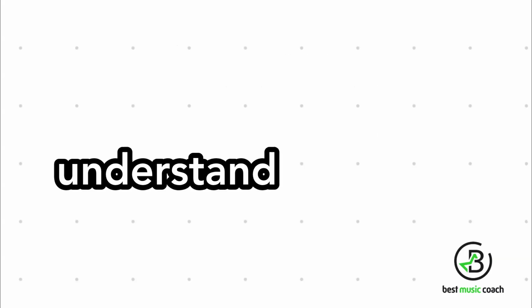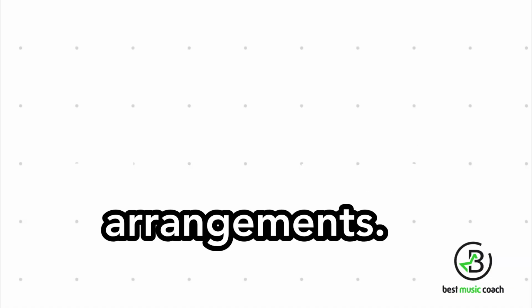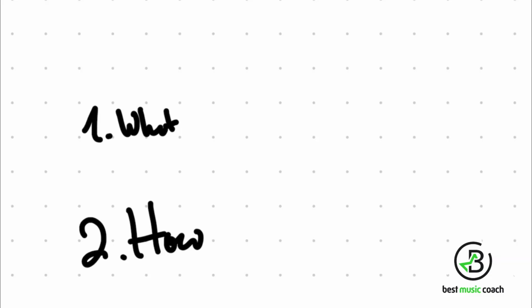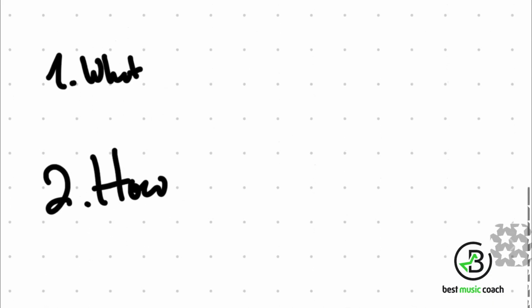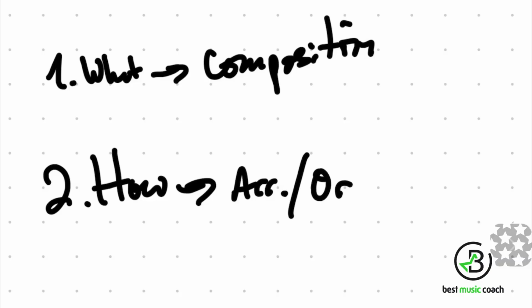In this lesson, you're going to understand an easy-to-use framework to create more complex orchestrations and arrangements. The framework we're going to use is what and then how. First, we're going to answer what, then we're going to answer how. What is going to be the composition. How is going to be the arrangement or the orchestration.